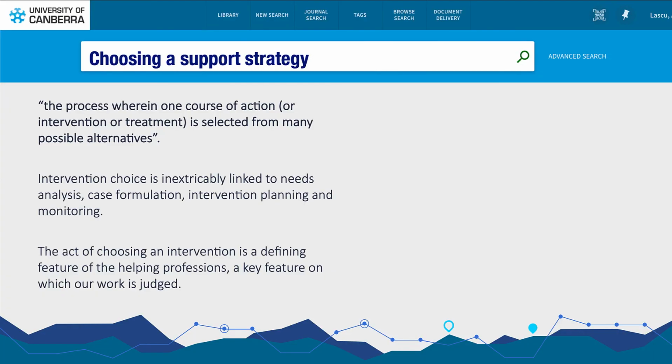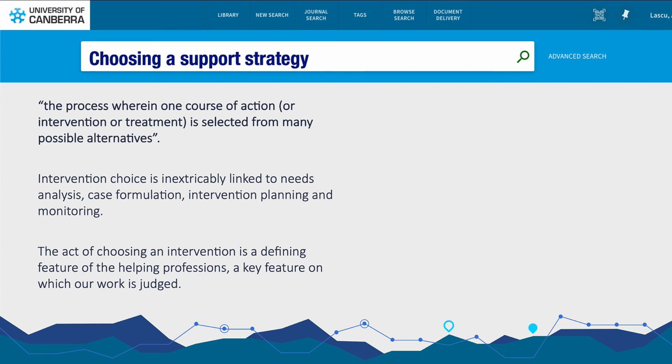So how do we choose a support strategy knowing what we know? Well, choosing a support strategy is the process wherein one course of action or intervention or treatment is selected from many possible alternatives. So we are recognizing that there are possible alternatives. It's up to you to find a way to choose a specific support strategy.